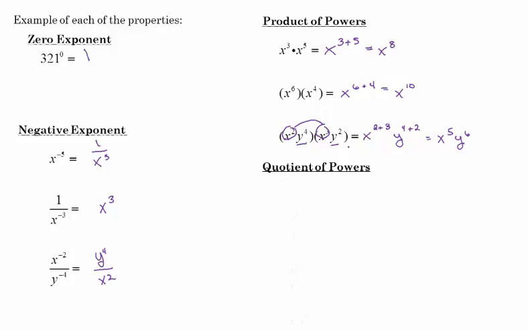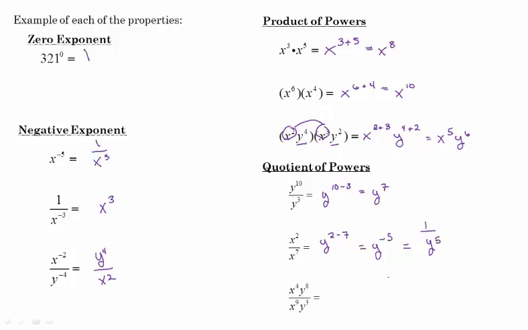If I have quotients of powers, again, this is division. Quotient means division. I subtract my exponents, so I have y to the 10 minus 3, which is y to the 7. If my larger exponent is on the bottom, I'm still going to subtract. So I have y to the 2 minus 7, which is y to the negative 5, but I'm not allowed to have that negative exponent, so I need to take the reciprocal.